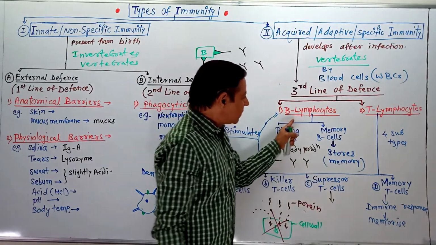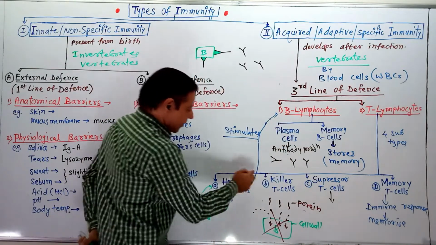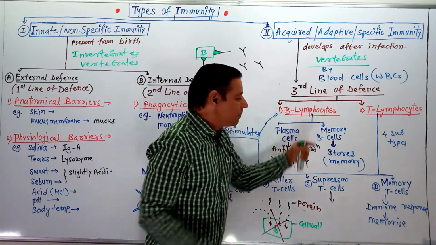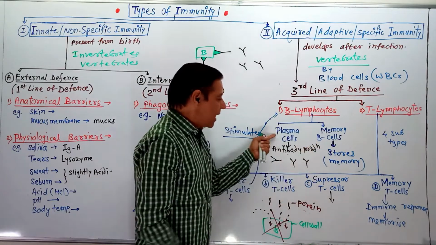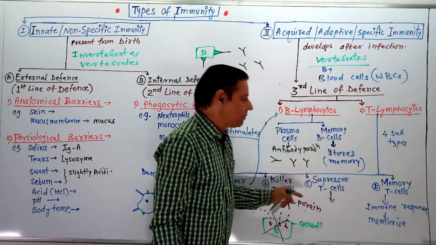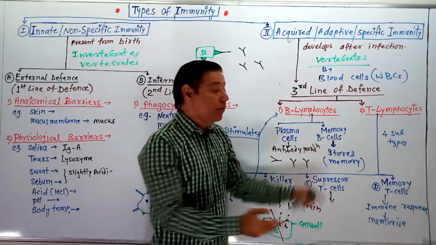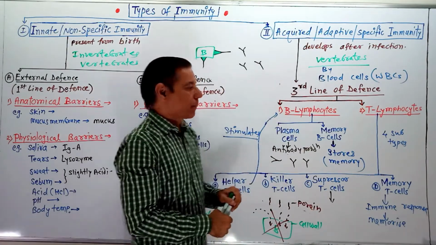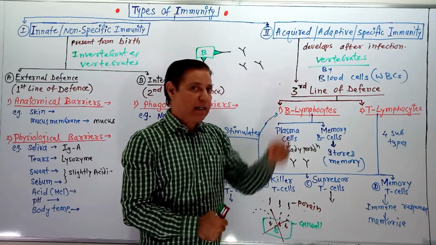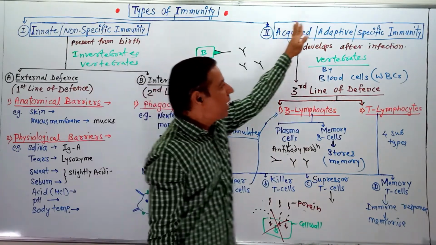Now about B lymphocytes, the second type of cells. As we mentioned earlier, when the stimulus by helper T cells reaches B lymphocytes, the B lymphocytes differentiate into plasma cells and memory cells. Plasma cells start antibody production at the rate of 2000 antibodies per second, while memory cells store the entire immune response, which is helpful for the next immune response and for rapid encounter of pathogens if they enter again a second time. Okay, in this way, this is all about acquired or adaptive immunity.